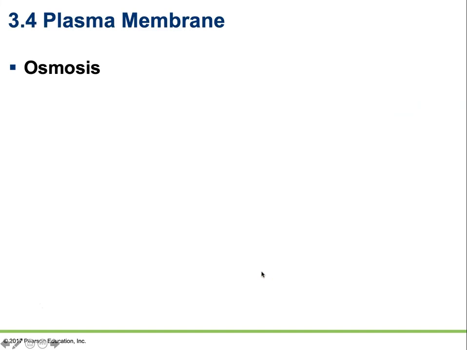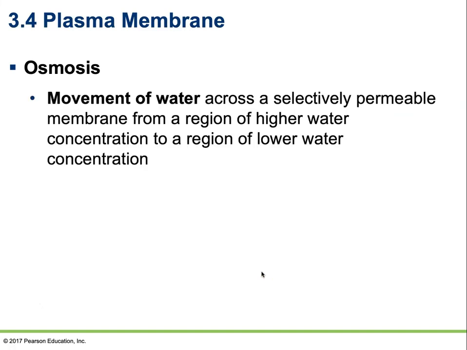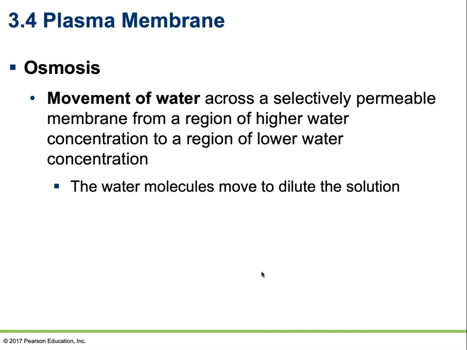Osmosis is another type of passive transport. Osmosis is very similar to simple diffusion. The main difference here is that this is about the movement of water. Movement of water across a selectively permeable membrane from a region of higher water concentration to a region of lower water concentration. So we're still moving, but now we're concerned not with the moving of substances, but the moving of water. And the water molecules are going to move ultimately to dilute the solution. So we're just moving from areas of high water concentration to low water concentration.